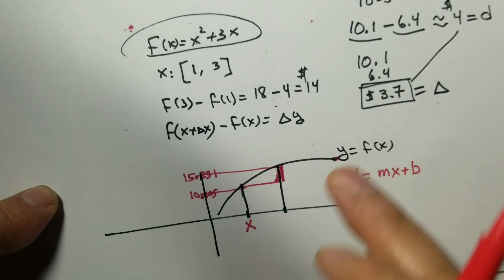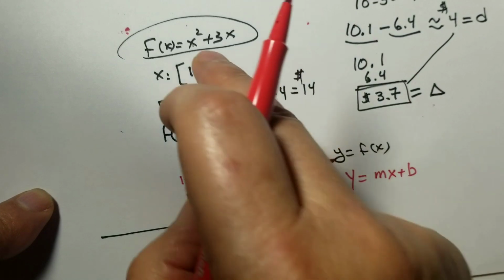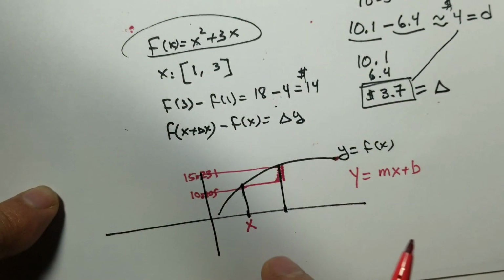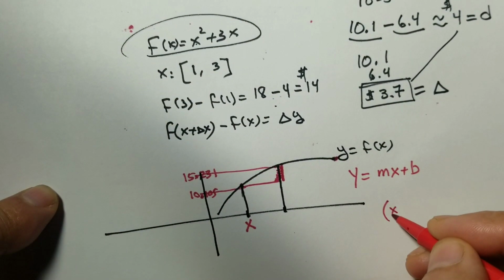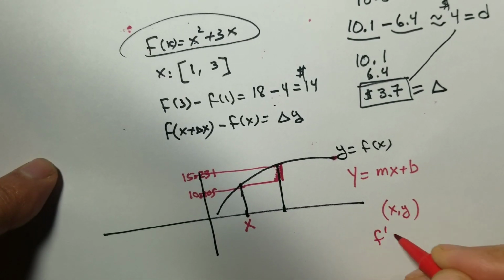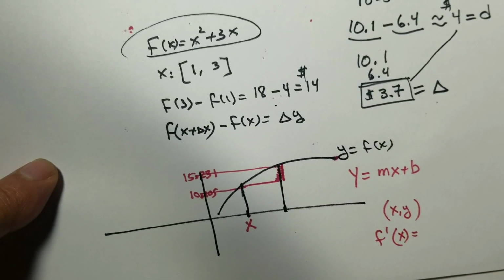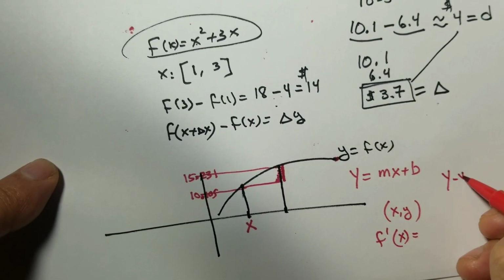The derivative of that function, by having the point x, you can put them into the function, find the y value. Therefore, you have a point. And by taking the derivative and replacing the x value, you have the slope and can write the equation of the line.